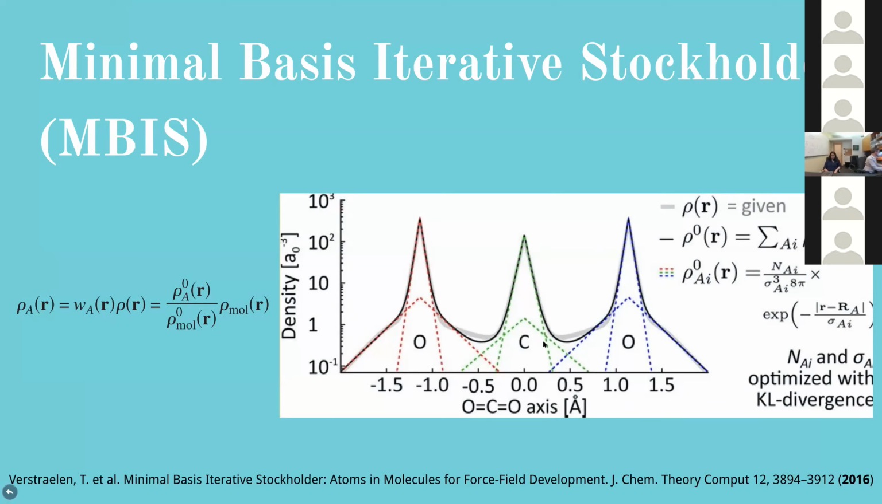So you assume that for each atom in your molecule, this is shown here for CO2, for each valence shell in the atom, you have a Slater function with two parameters, which is basically the population and the width. And these two parameters you optimize, in the sense that the pro-molecular density I showed before is as similar as possible to the density you calculated from the electronic structure calculation. For this optimization, you use the Kullback-Leibler divergence, which shows the similarity between two different electron densities. That was proposed by Verstraelen, as I said, in 2016.